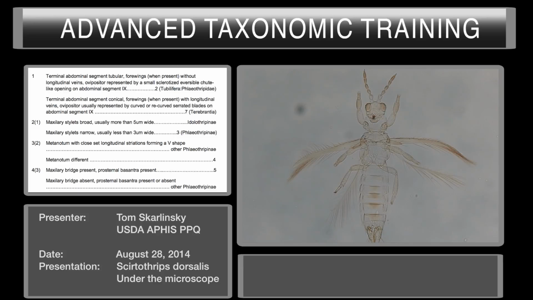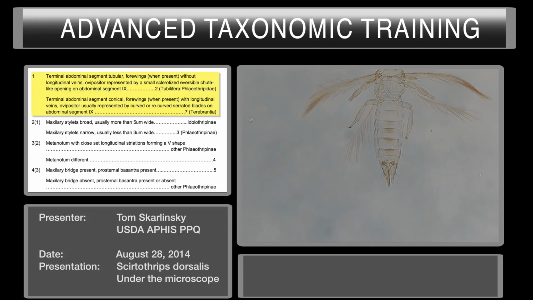Alrighty, we've got another unknown we need to identify. We use our shortened NPDN training video Thysanoptera key. Let's go ahead and start on couplet 1. Terminal abdominal segment tubular. All right, let's take a look at our unknown here.